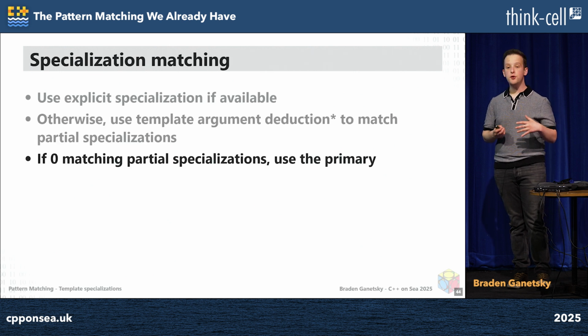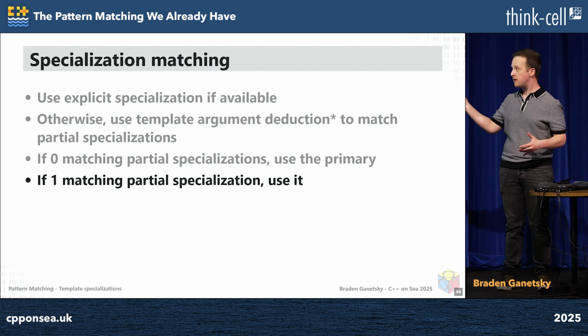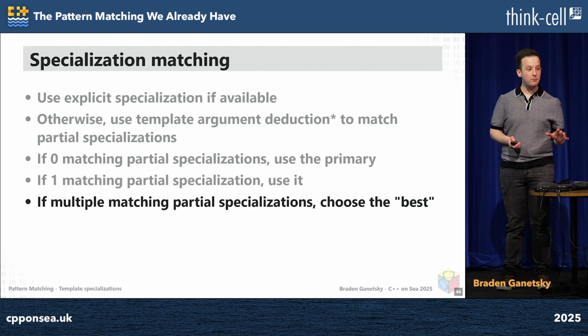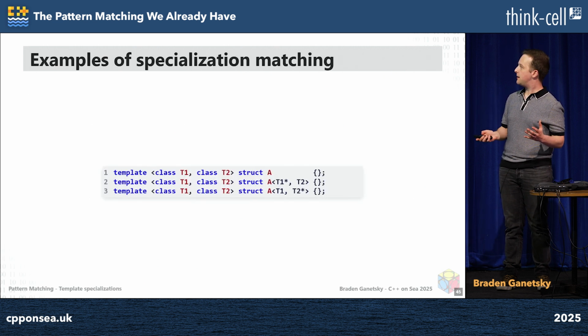Now, if there are no matching partial specializations, we use the primary. If there is one matching partial specialization, we use it. Those should be obvious. But if there are multiple matching partial specializations, then we choose the best. What does that mean? I'll get into an example.